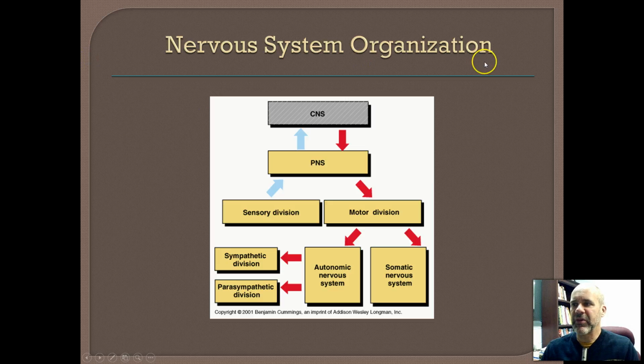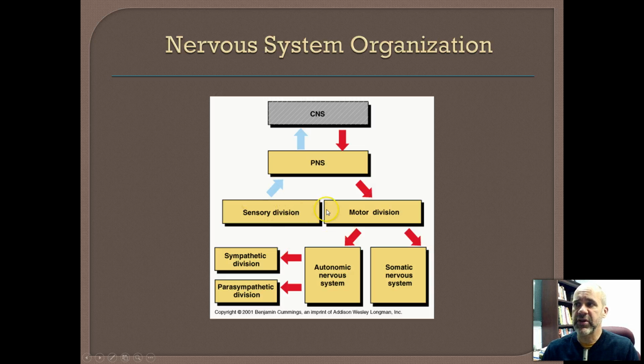Okay, nervous system organization. So you have an anatomical way of dividing up the nervous system, and that's where you divide it into the CNS versus the PNS, central nervous system and peripheral nervous system. Central nervous system, brain and spinal cord; peripheral nervous system, cranial and spinal nerves. And then you have a functional division as well.